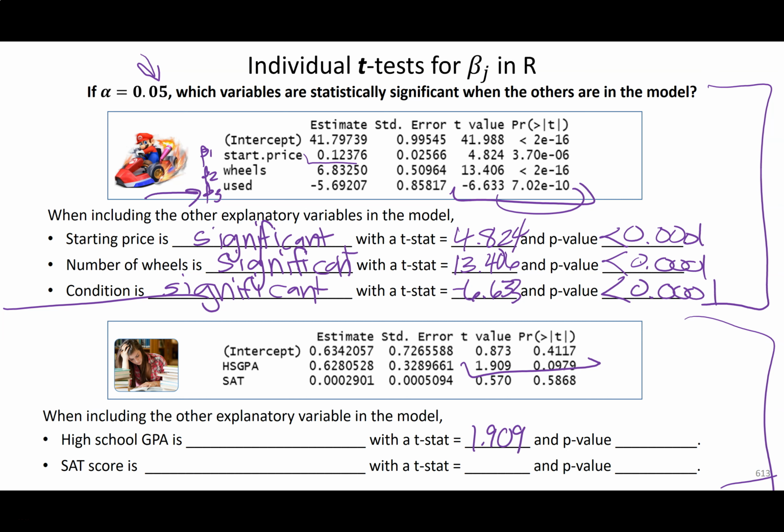1.909 and a p-value equal to 0.0979. That's pretty big. At the 0.05 significance level, I would argue that this is not as significant. So high school GPA is not significant.